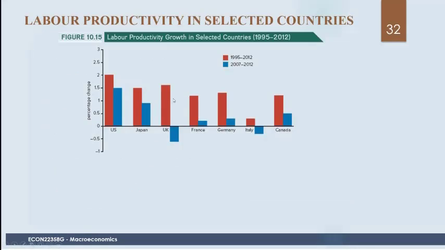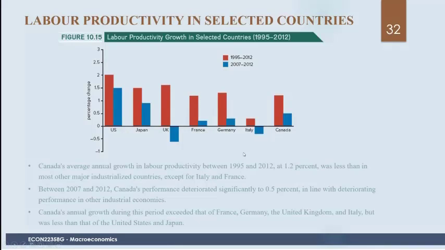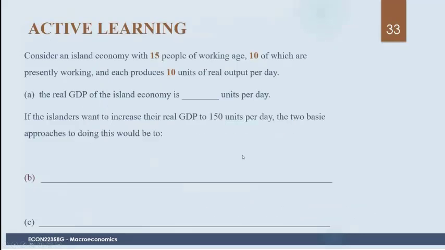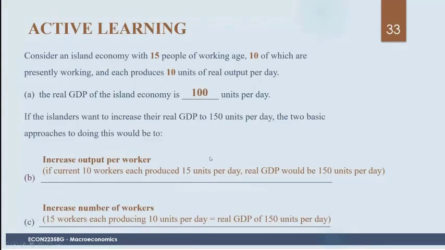So, labor productivity in selected countries. This is the percentage change between 1995 and 2012, and this color here is 2007 to 2012. So it looks like labor productivity has fallen a bit here. It deteriorated significantly between 2007 and 2012, similar to other countries. So yeah, there are some patterns. Not too much that's interesting. So again, I'll let you do all of that.